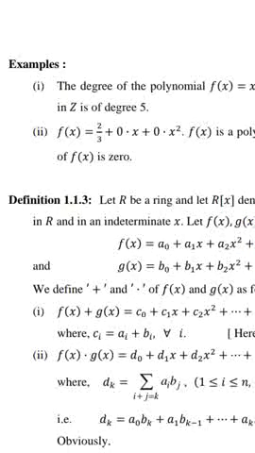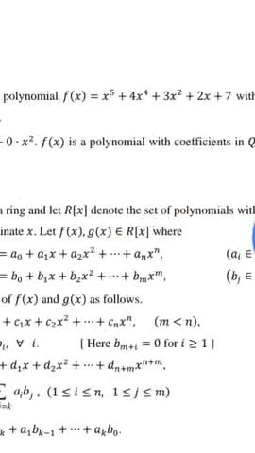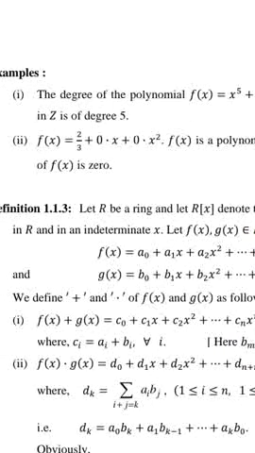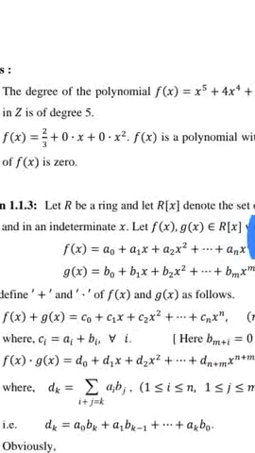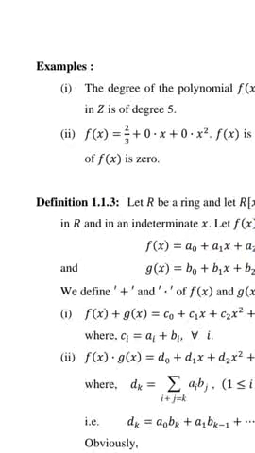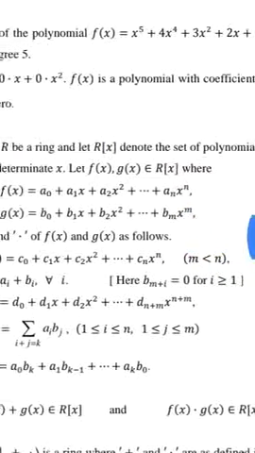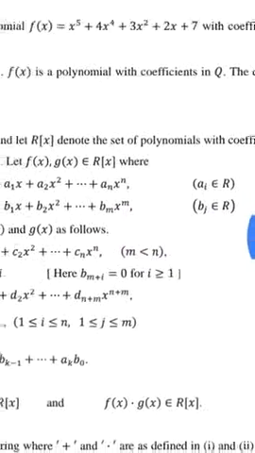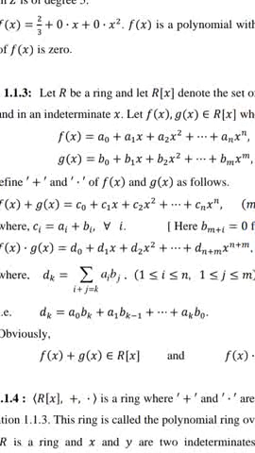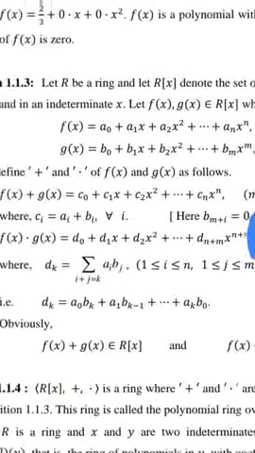Next definition. Let R be a ring. Let R[x] denote the set of polynomials with coefficients in R and in an indeterminate x. Let f(x), g(x) belong to R[x], where f(x) equal to a0 plus a1x plus a2x² plus ... plus an x^n, a_i belongs to R, and g(x) is equal to b0 plus b1x plus b2x² plus ... plus bm x^m, b_j belongs to R.